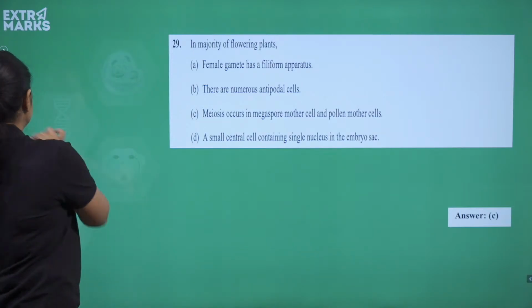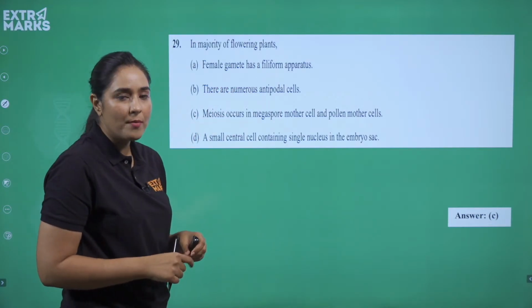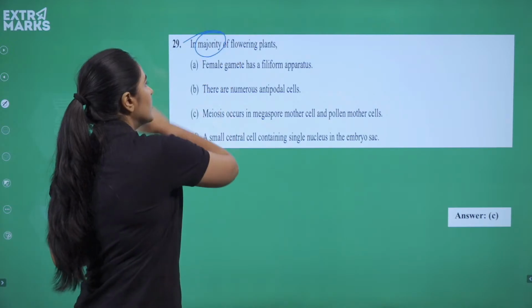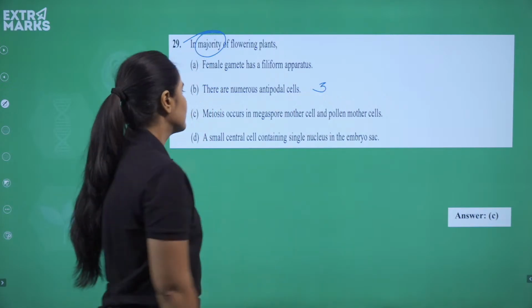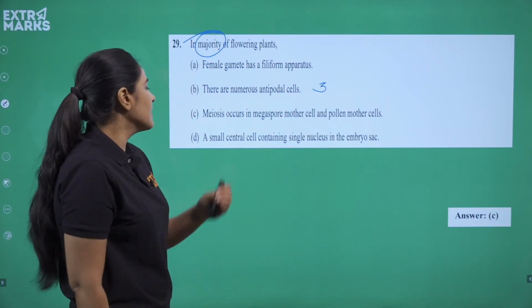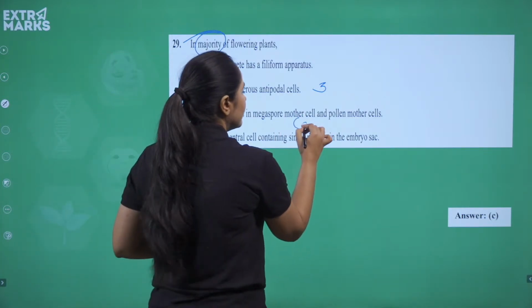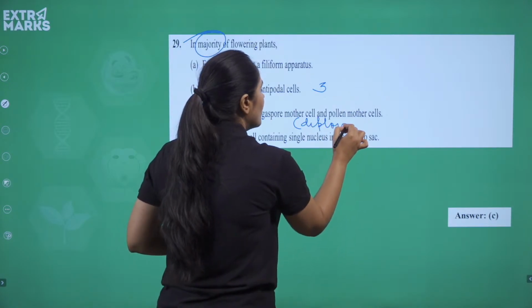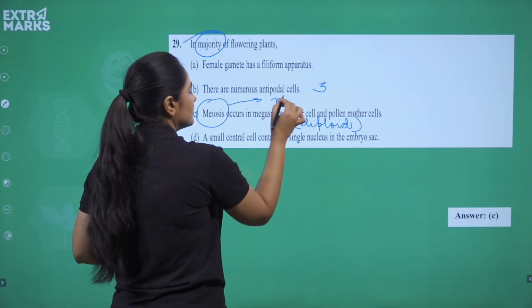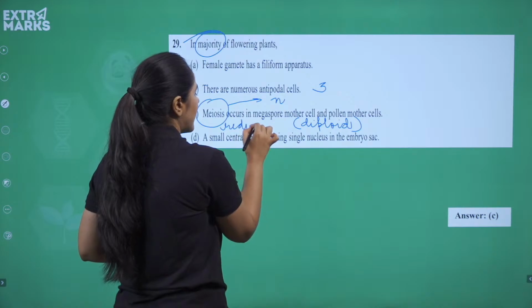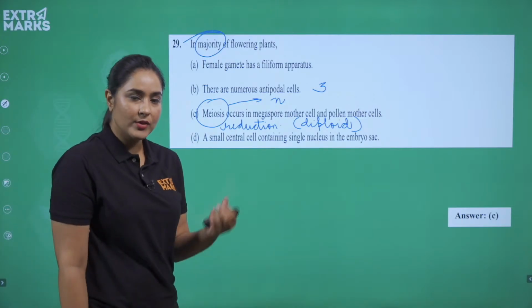Another question: in the majority of flowering plants, the female gamete has a filiform apparatus. Here we are talking about the majority. There are numerous antipodal cells? We have seen that they are 3. Generally we can say meiosis occurs in megaspore mother cell and pollen mother cells. So obviously they are diploid and only reductional division can give us haploid cells. So reductional division will give us gametes. So obviously this statement is correct with respect to the flowering plants.